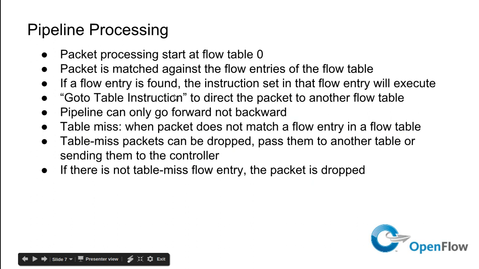So again, here we have those steps. Packet processing starts at flow table 0, and the packet is matched against the flow entries of the flow table. And if we have a match, the instruction set in that flow entry will execute. We might have a go-to-table instruction, which means send the packet to another table. And we have to know that the pipeline processing can only go forward and not backward.